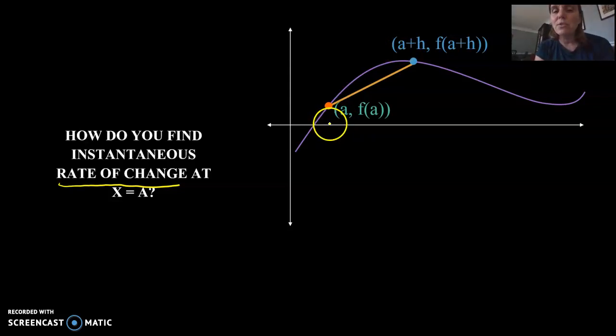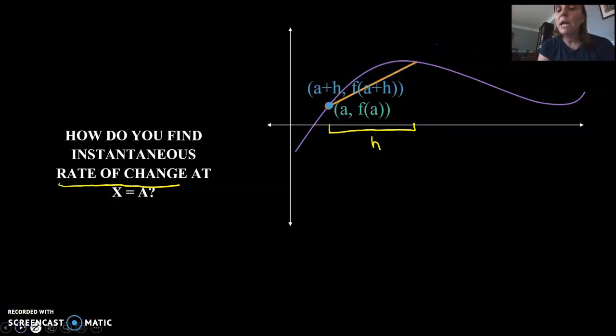So the distance between these 2 coordinates would be h along the x-axis. And what we do is we take those 2 distinct points and we slide them together so that they're actually 1 point. And if we could figure out the slope of that line at that 1 point, that's called the slope of the tangent line. A tangent line actually touches the curve at just 1 point and has the same slope as the curve at that point.